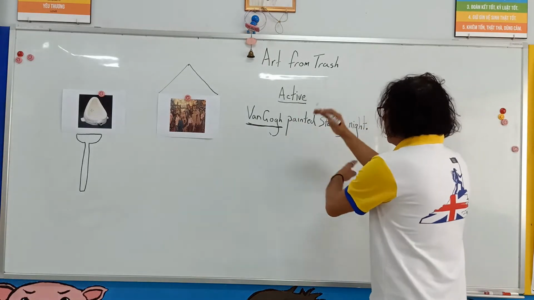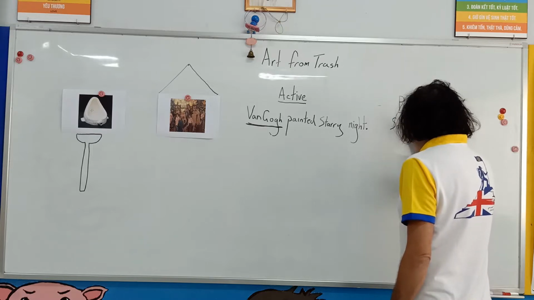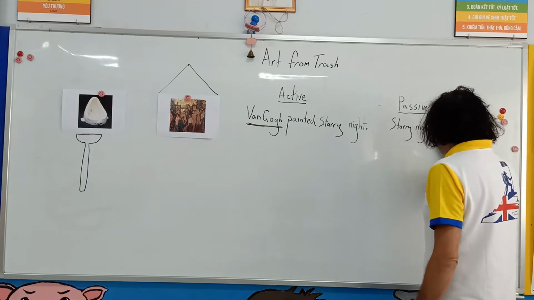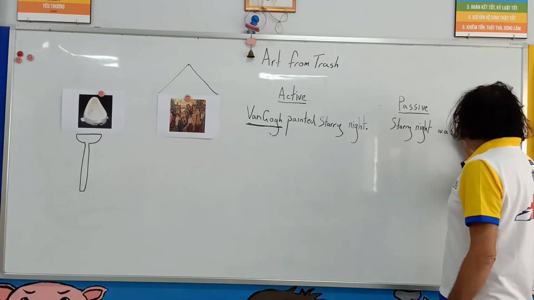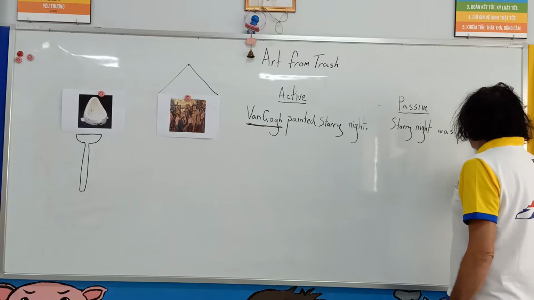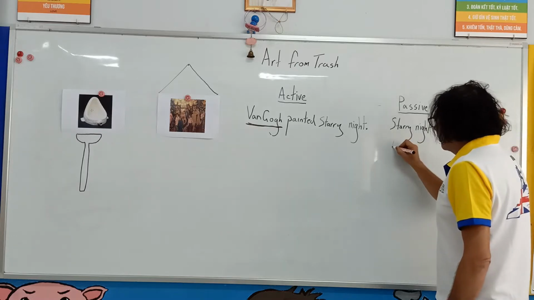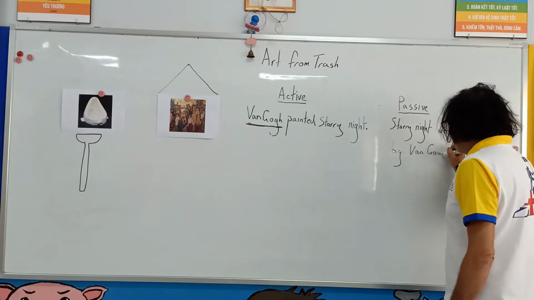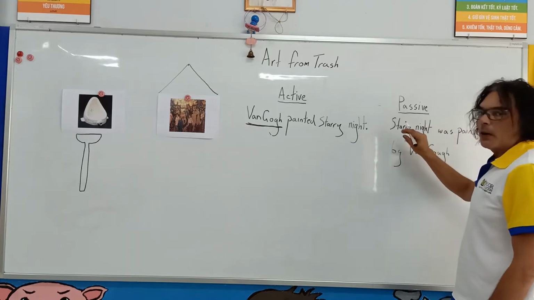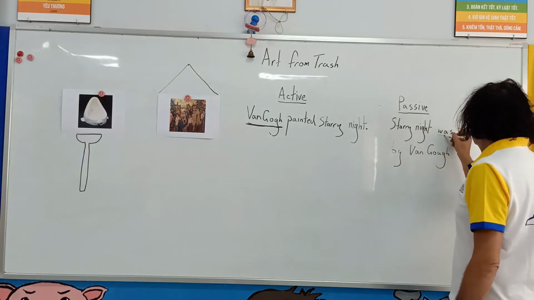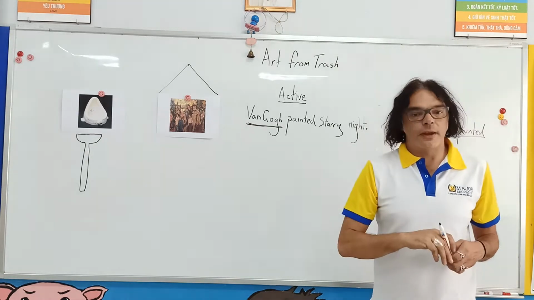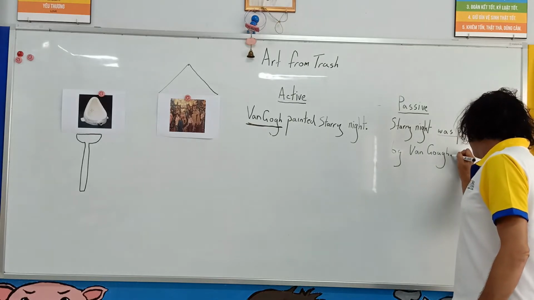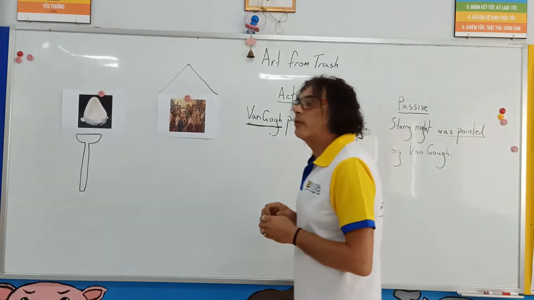All we do is turn them around. Starry Night, object. Was painted by Van Gogh. Now we have the object and the action was painted. It's the most important part of the sentence. And by just putting a few words around and using was, we've made this into a passive statement.